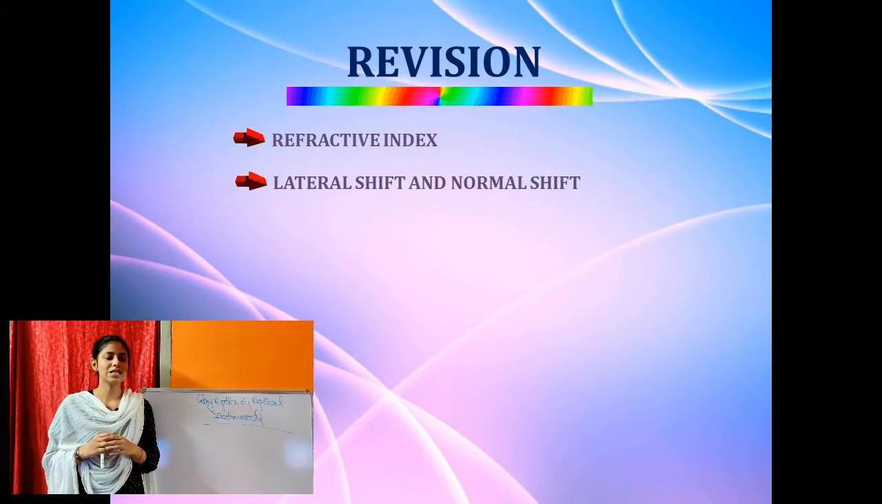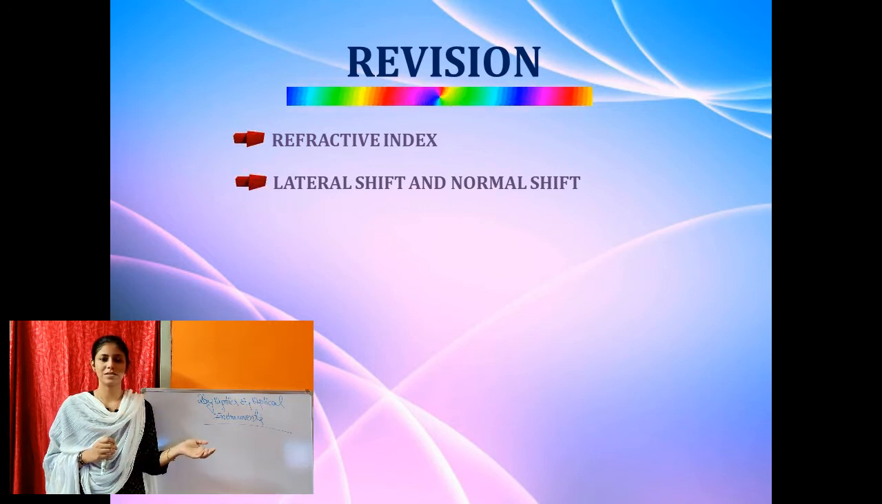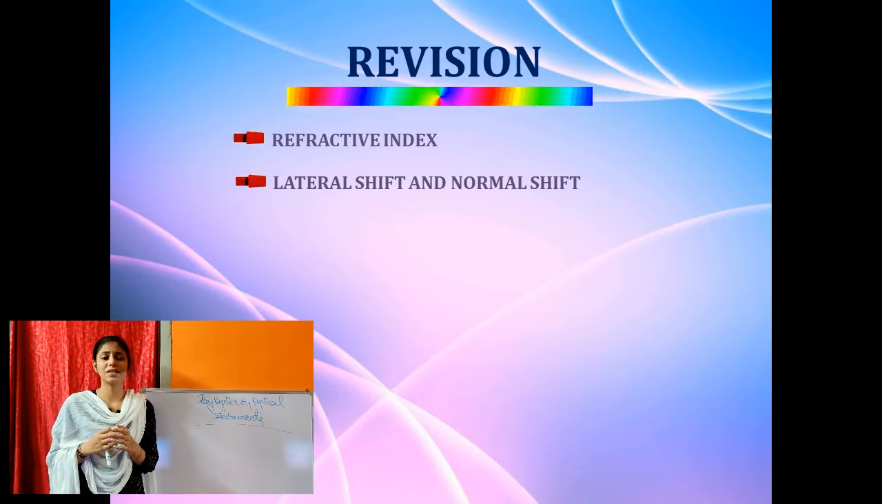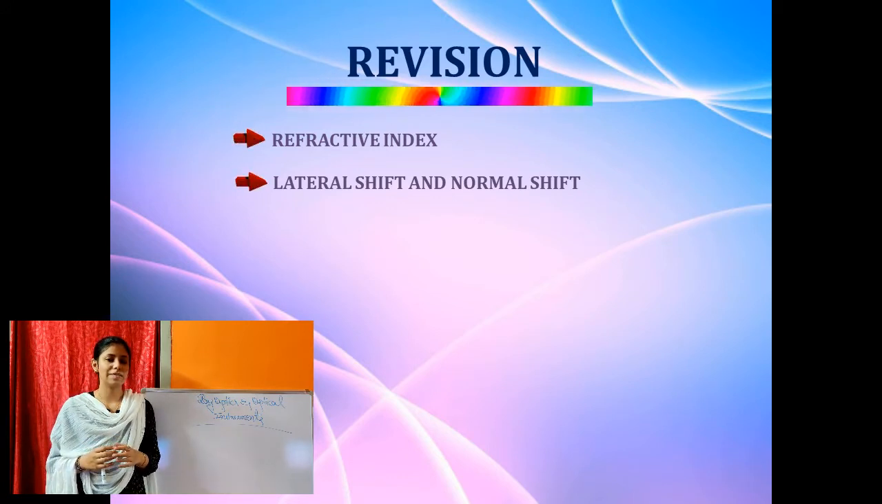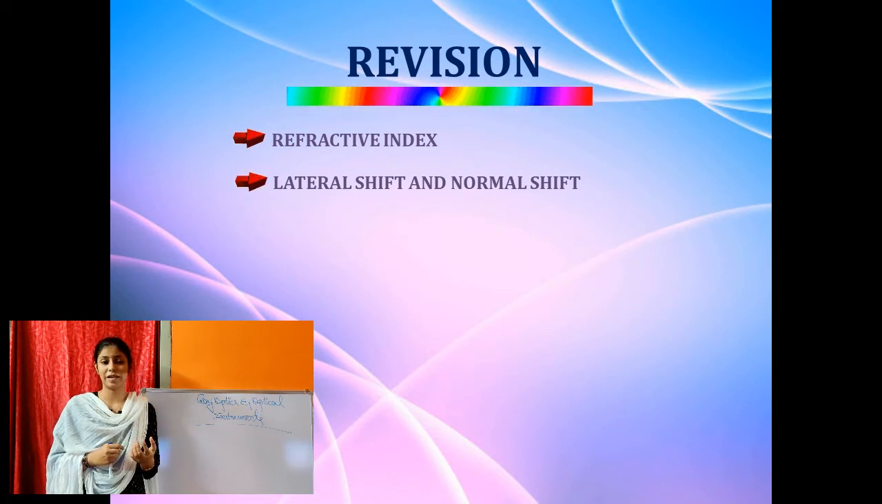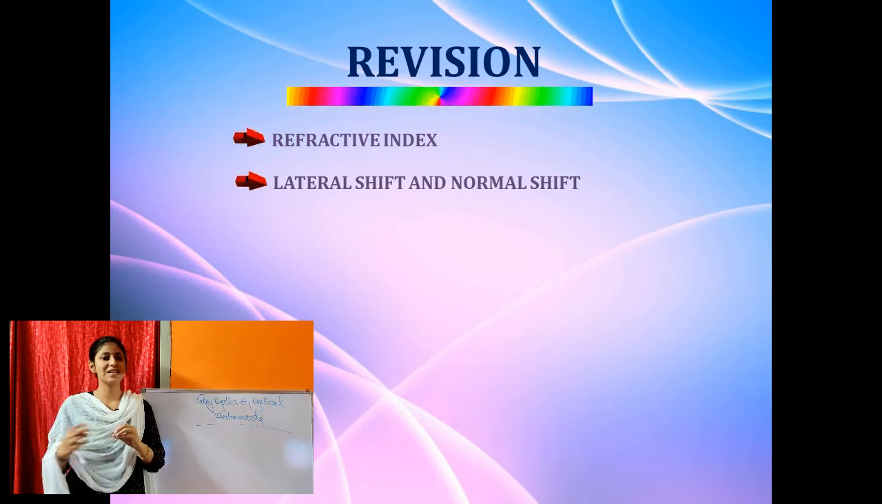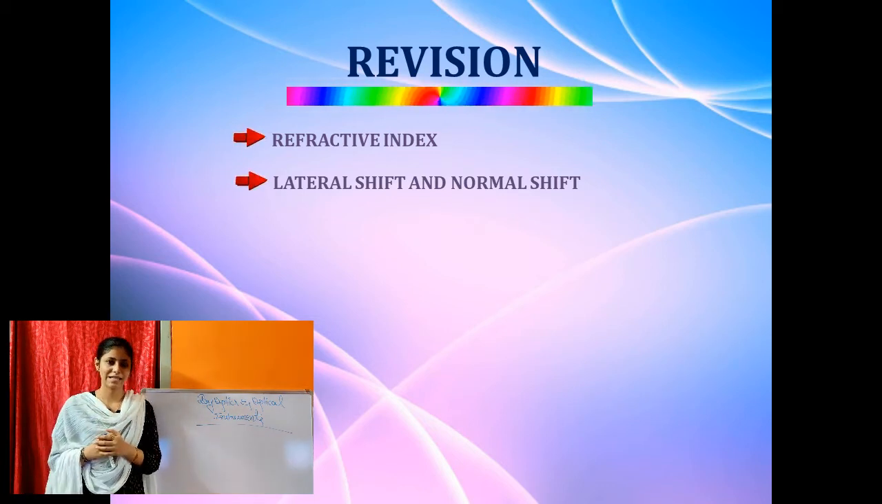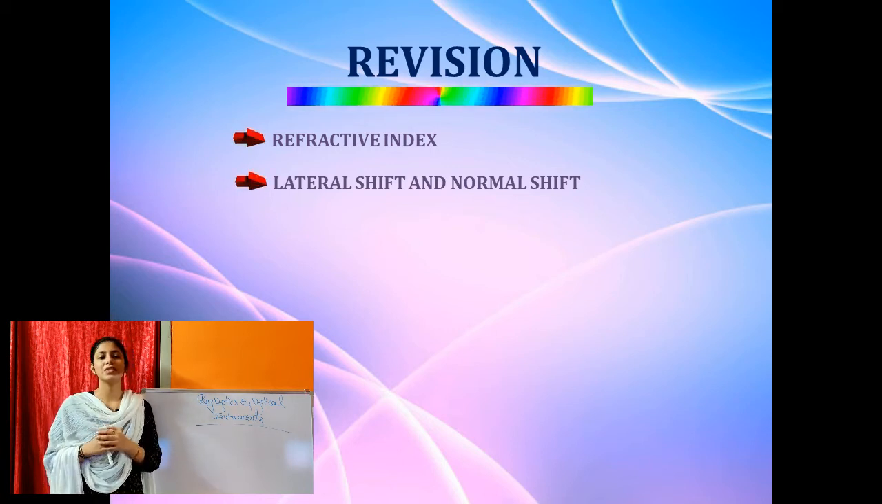We have also discussed in the last class about lateral shift and normal shift. Lateral shift means the perpendicular distance between the incident ray and emergent ray, whereas normal shift means when you keep the object in one medium and a person is observing that object from another medium at normal incidence, the object appears to be raised. This phenomenon is called the normal shift.